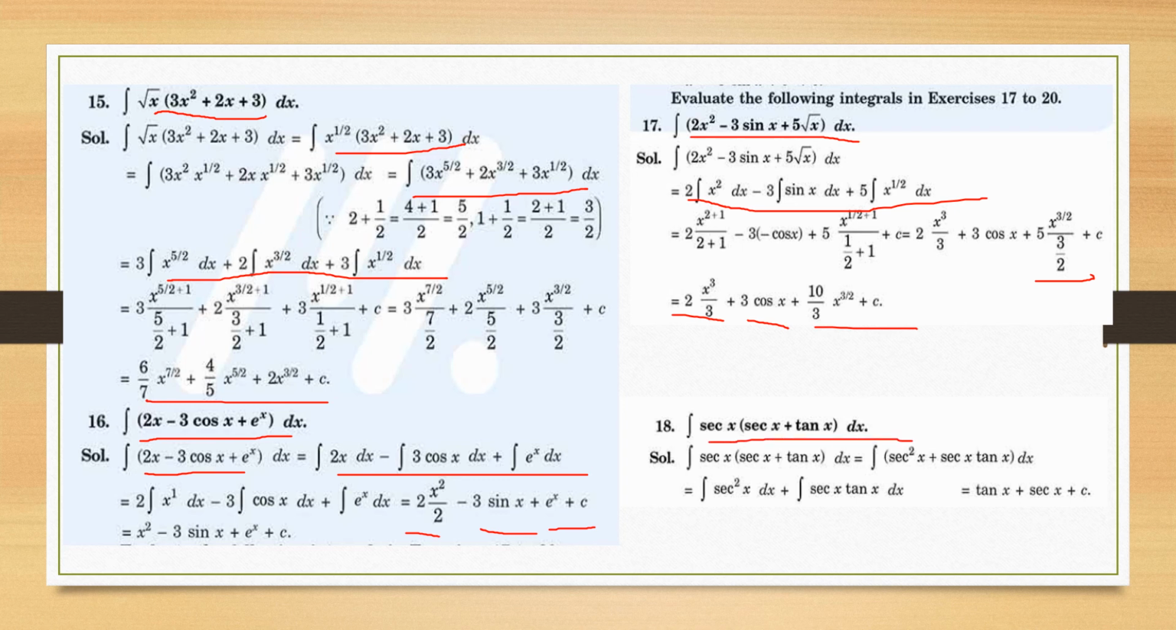Secant x into secant x plus tan x. So remember, product rule is not applicable here. That we will study when we study integration by parts. Here you have to think of multiplying the brackets. So it becomes secant square x plus secant x tan x. Separate the two integrals. Now integral of secant square x is tan x. Why? Because ddx of tan x is secant square x, and integral of secant x tan x is secant x plus c.